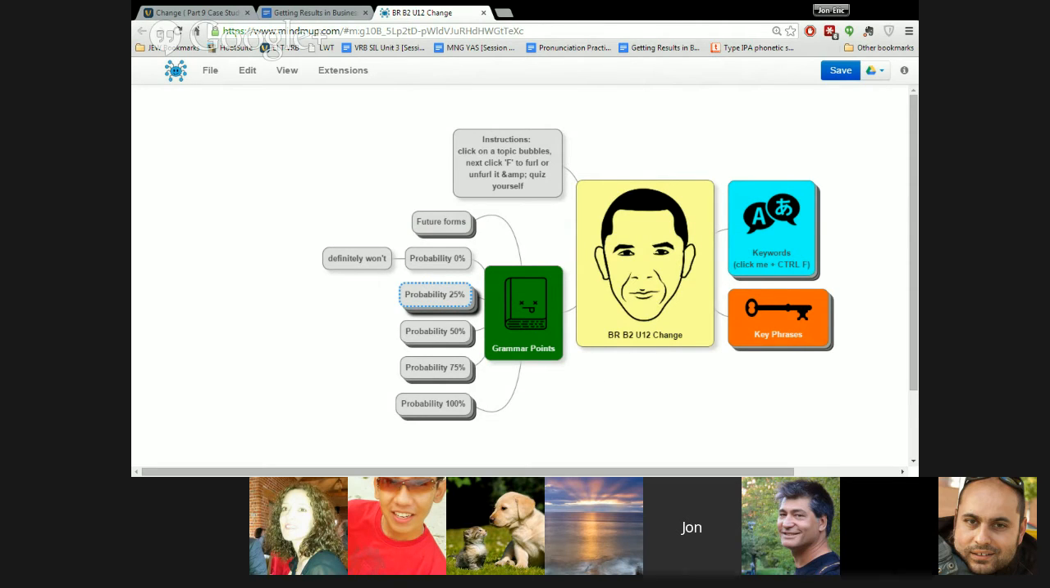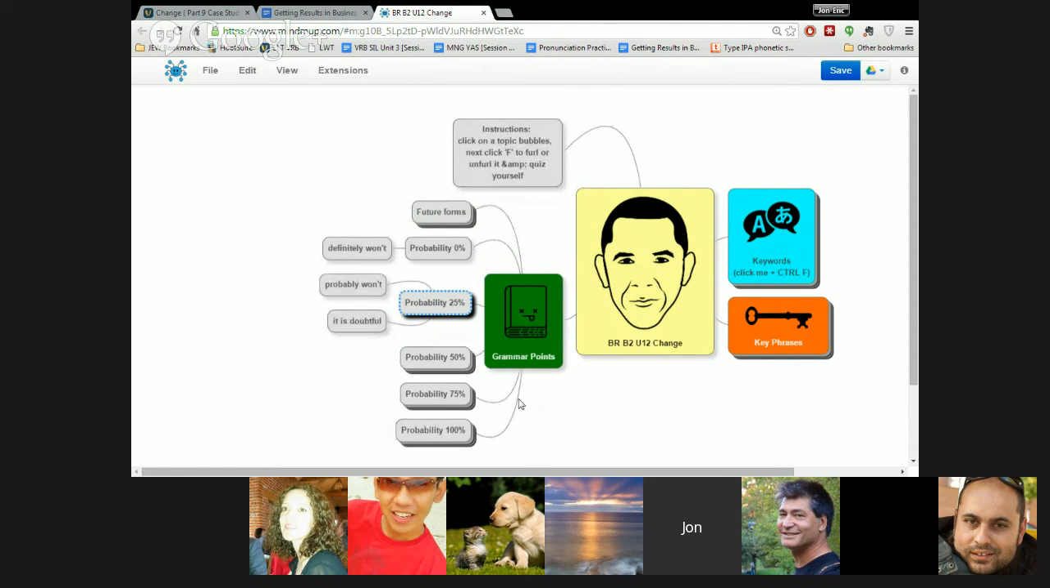Probably won't. Now we've got our probably. Let's see. Probably won't. Or it is doubtful was another key expression from the material. Yeah. It's doubtful that'll be there. Probably won't.